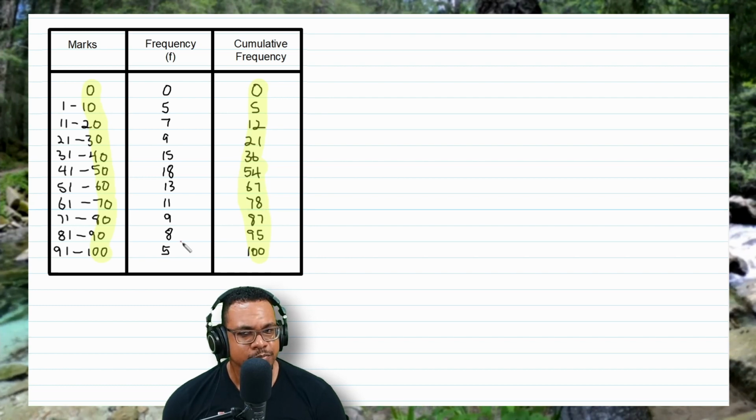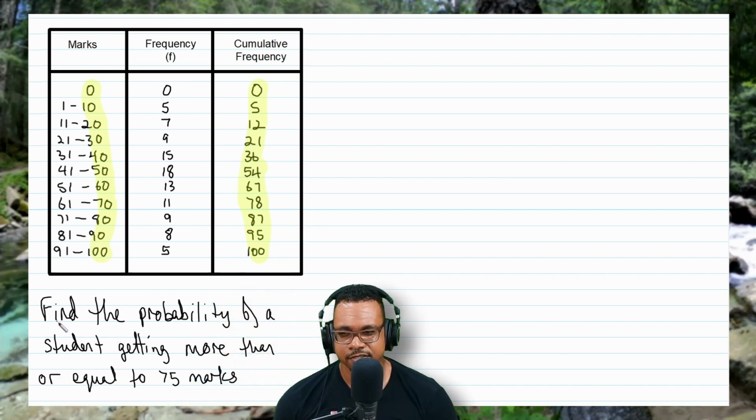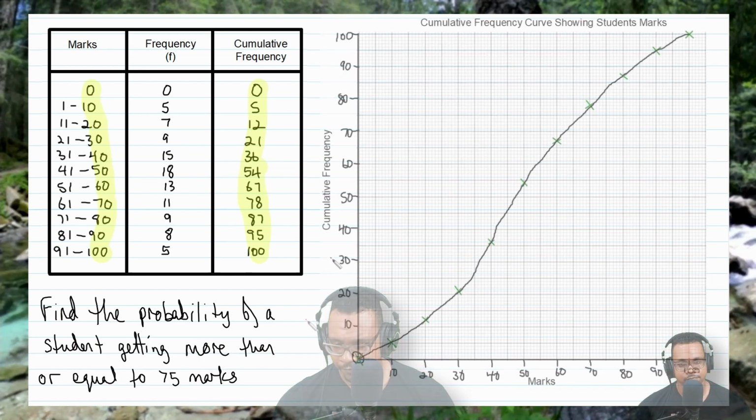So let's say I wanted to know the probability of a student getting above 75 marks. It'd be kind of hard to estimate that from here watching this table. So here I wrote out that question, find the probability of a student getting more than or equal to 75 marks. So what we're going to do is draw the cumulative frequency curve.